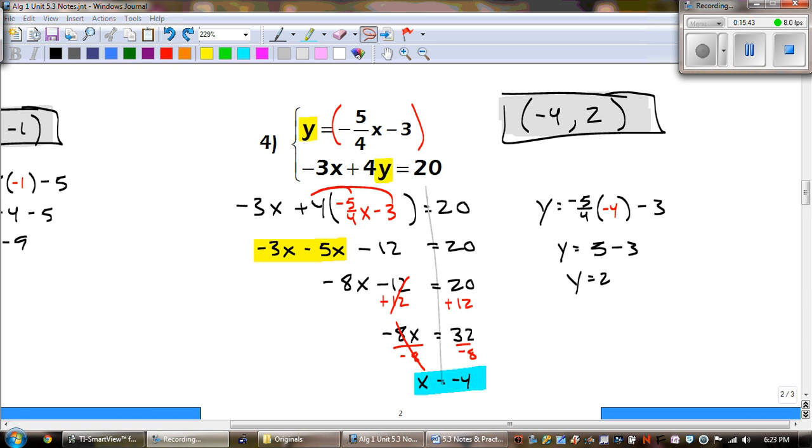Okay, so what we had to do is plug in the -4 into the original equation, the one up on top. We get -5/4 times -4, which is a +5, and then 5 minus 3 is 2.